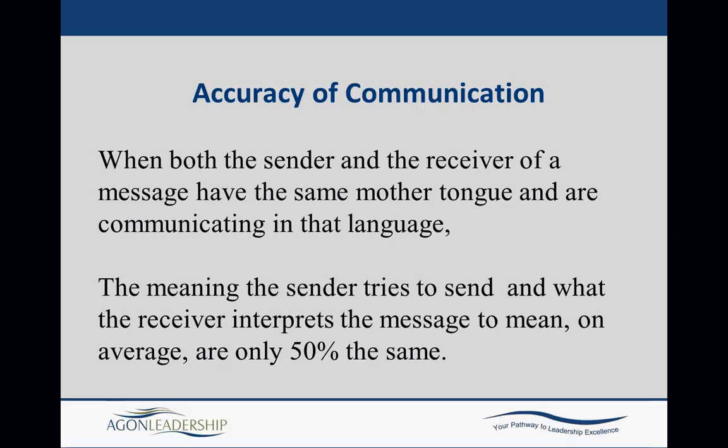When the meaning the sender tries to send, the information that I'm trying to communicate to you, versus what the receiver interprets the message to mean, what you hear me saying, what you think it is I'm saying, on average, those are only 50% the same. So right now, what I'm trying to convey to you and what you're hearing, there's only about a 50% overlap. Because of this, to me, surprising inaccuracy of communication, we can disagree with each other when we actually are thinking the same thing. So getting the accuracy of communication up is very important.